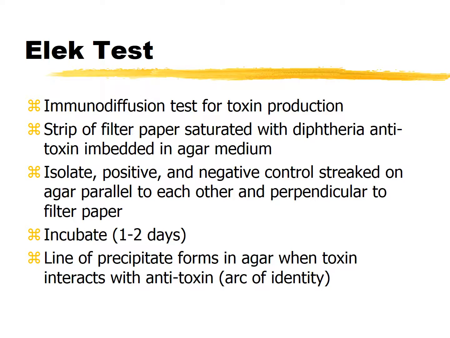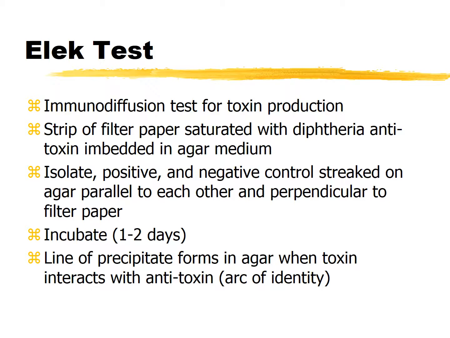It's a strip of filter paper that's saturated with the diphtheria antitoxin, and it's embedded in the agar media. You take your isolate, and a positive and a negative control, and you streak on agar parallel to each other and perpendicular to the paper. You'll incubate it for 1 to 2 days, and the lines of precipitate will form in the agar when the toxin interacts with the antitoxin, forming an arc of identity.